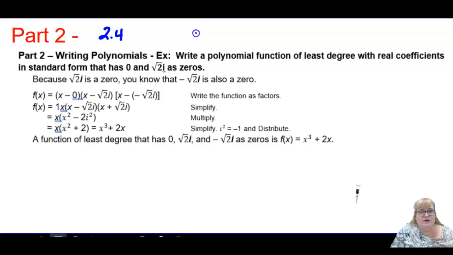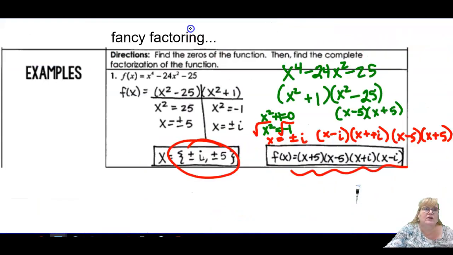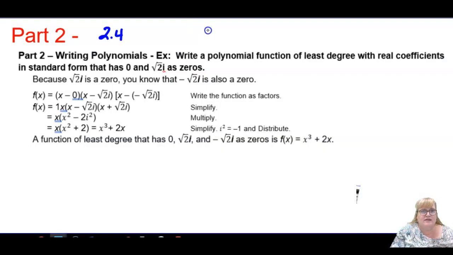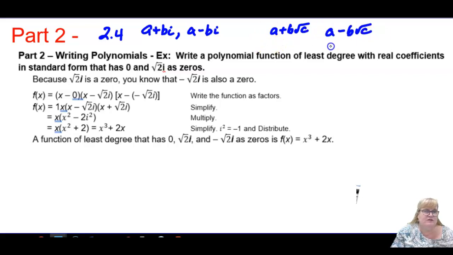And you remember the complex, what was it called? Let me back up here. The conjugate root theorem, okay? The conjugate root theorem says that if a plus bi is a 0, you also have to have a minus bi, or if a plus b square roots of c, then a minus b square roots of c has to be one. I'm just making up letters here, but they come in conjugate pairs, okay?